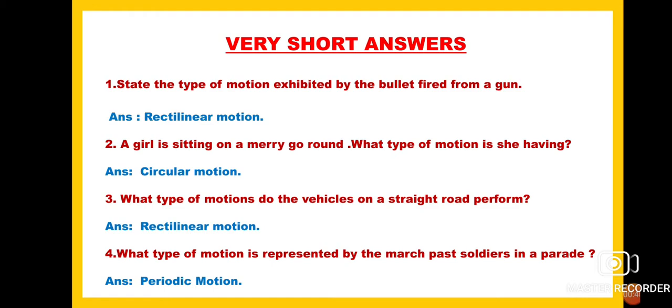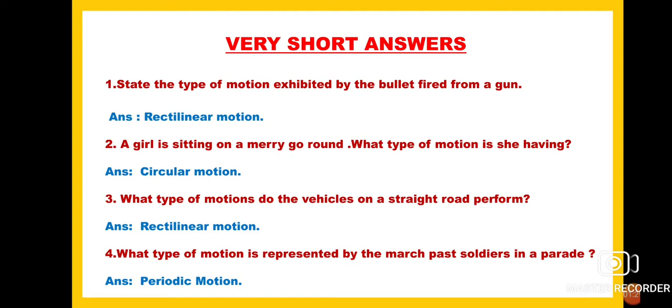Okay. Number 2. A girl is sitting on a merry-go-round. What type of motion is she having? Okay, so merry-go-round, I think all of you have seen in the fairs, isn't it? The children sit on the merry-go-round. So when the merry-go-round is moving, the girl is in a circular motion, isn't it? Because the merry-go-round is moving in a circular path, and the girl is sitting on it, so she is also exhibiting the same path followed by the merry-go-round. Therefore the girl is having circular motion.